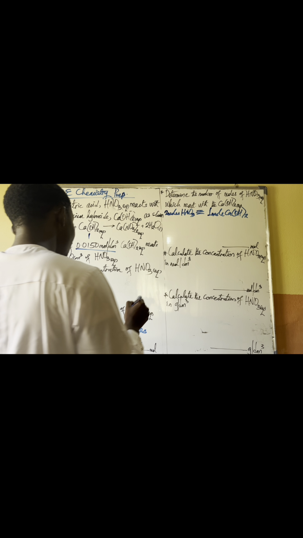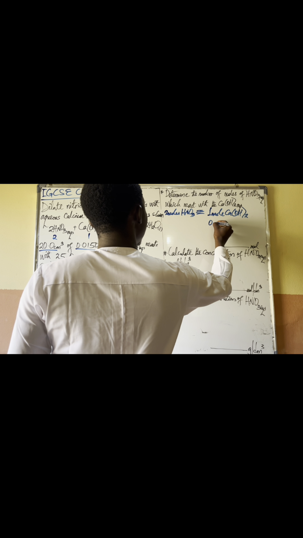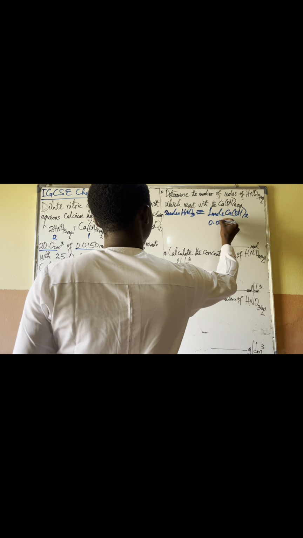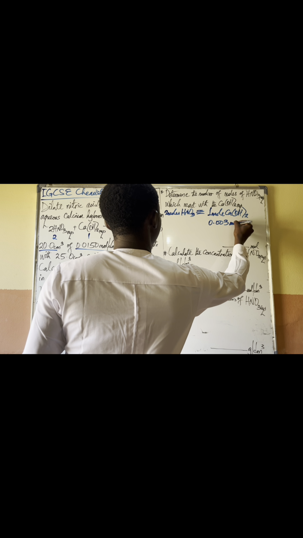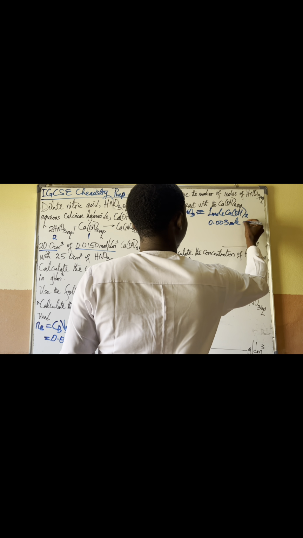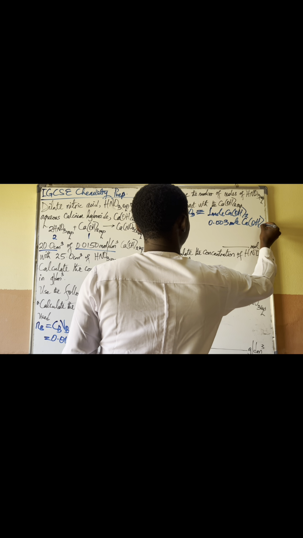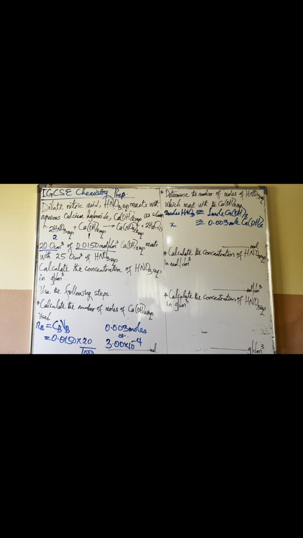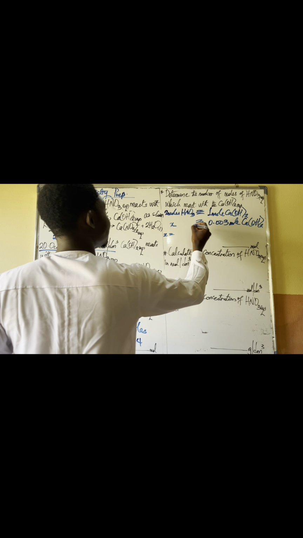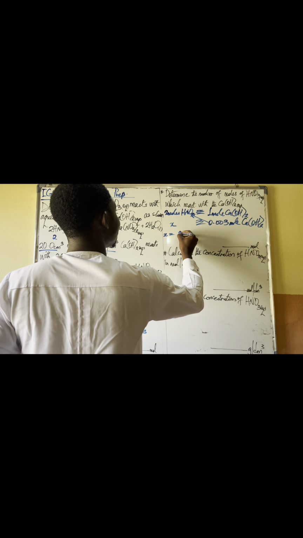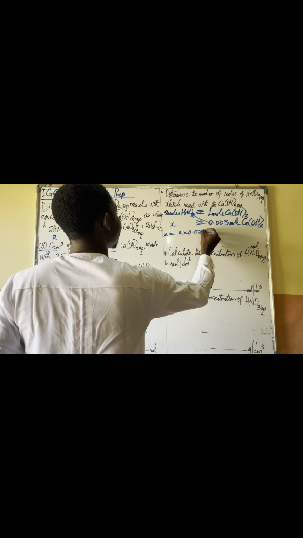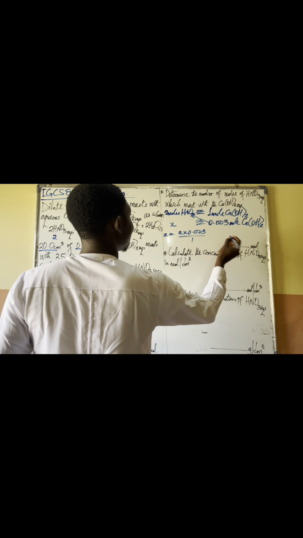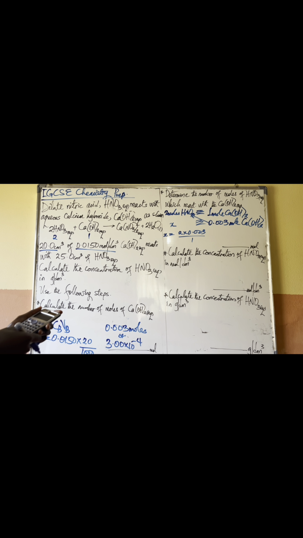Therefore, what if we now have 0.0003 mole of the calcium hydroxide? What then becomes the amount of the acid? So this is more or less the direct proportion method, straight to the point. If we make the unknown x the subject, it will be 2 times 0.0003 divided by 1. So whatever it gives us will be the final answer.